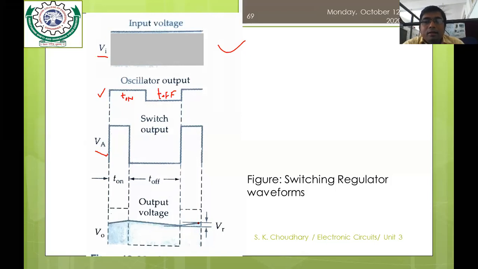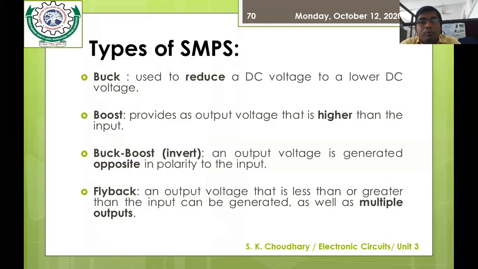So this is also a difference between a linear voltage regulator and a switching regulator. In the linear voltage regulator, you are getting a constant DC output, but here it is a little bit rippled DC output voltage. Okay, now we have to see the types of the SMPS.